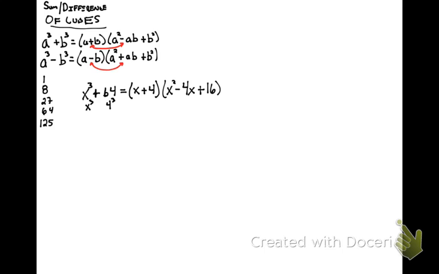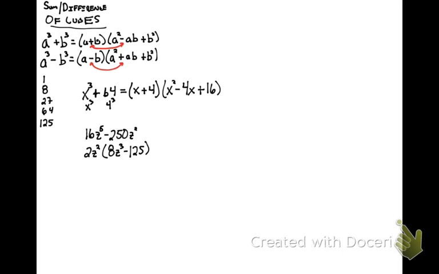A second example involving cubes, 16z to the 5th minus 250z squared. Now in this case, what I need to recognize first is this has a GCF, and it happens to be 2z squared. And when you factor 2z squared out of this, you're left with 8z cubed minus 125.